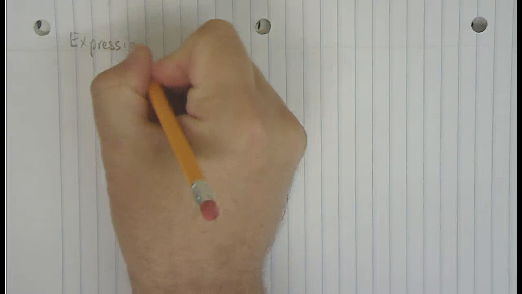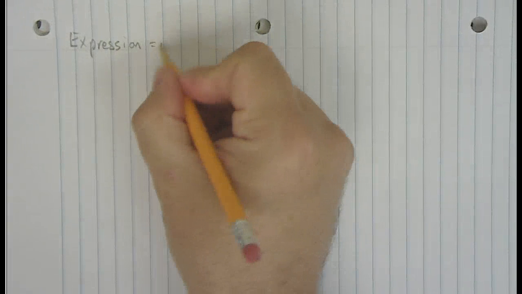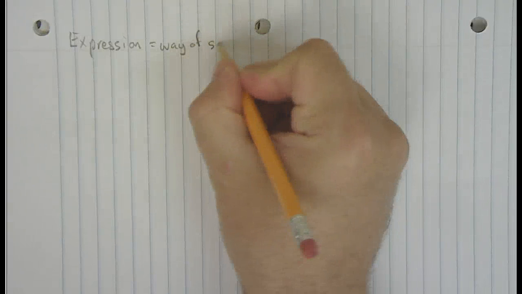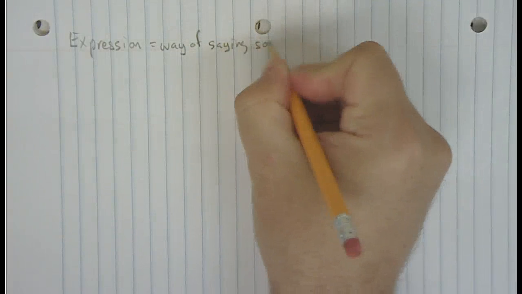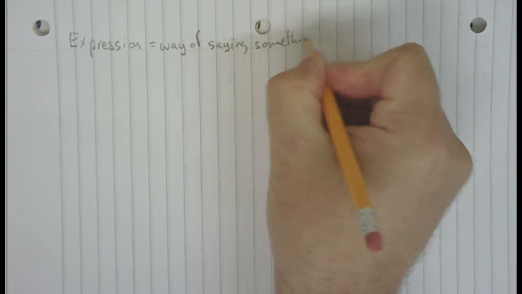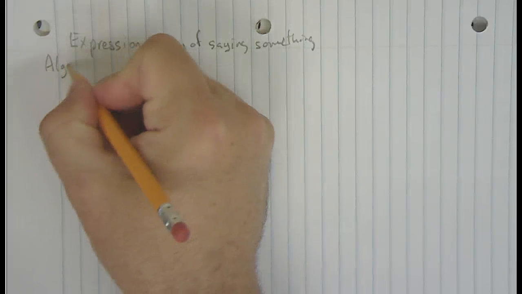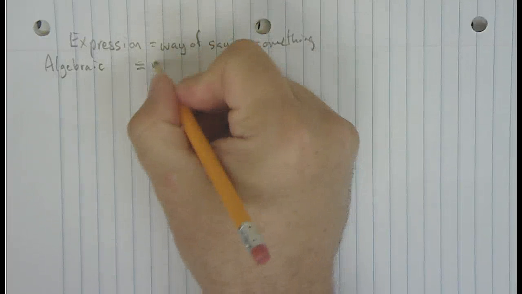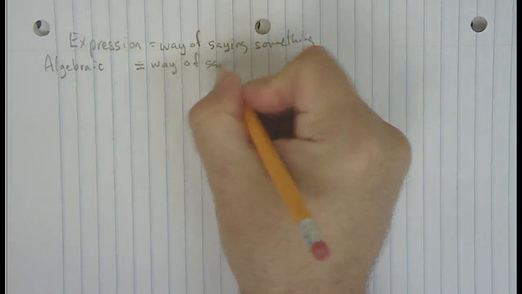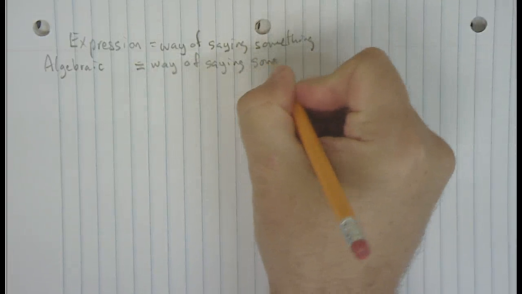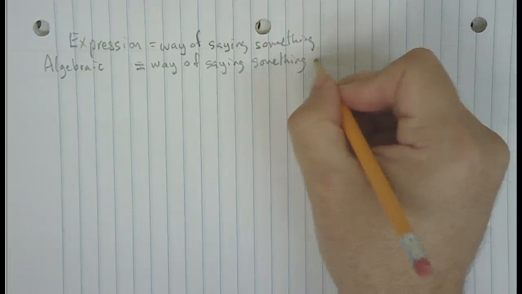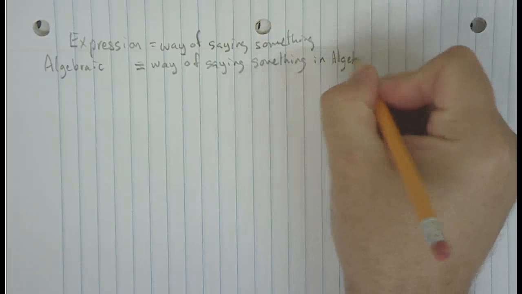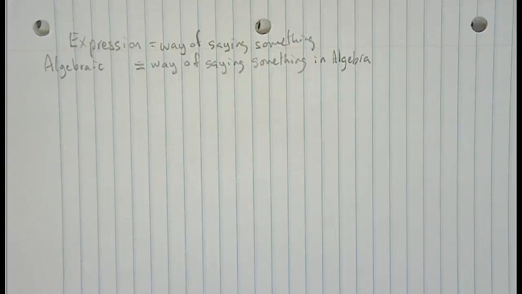Well, it turns out an expression is really just a way of saying something, right? So it's a way of saying something in English or whatever language you speak. So what's an algebraic expression? An algebraic expression is, again, simply the way we have of saying something in the language of algebra. Okay? In the language of algebra.